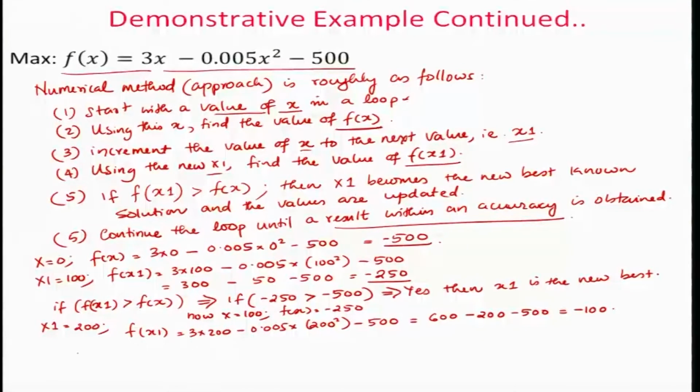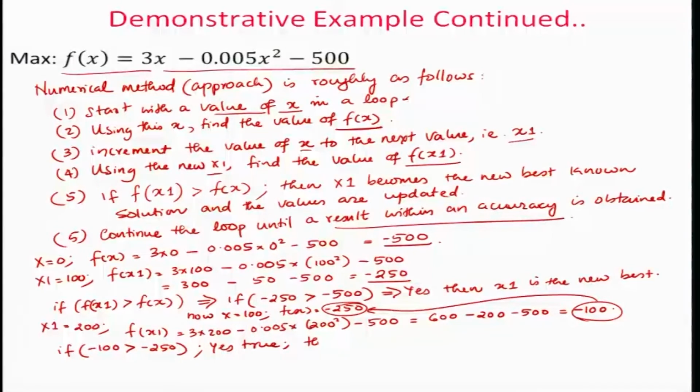Now, if you check this, is minus 100 greater than minus 250? So, now you are comparing with the previous value. This minus 100 is being compared with the minus 250. Yes, this is true. The new best is x equal to 200 and f of x is equal to minus 100. This is the new best.